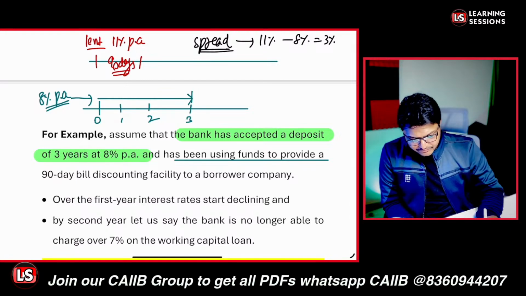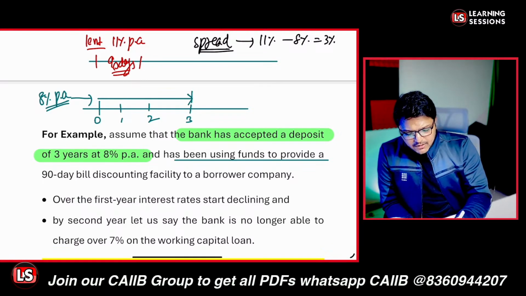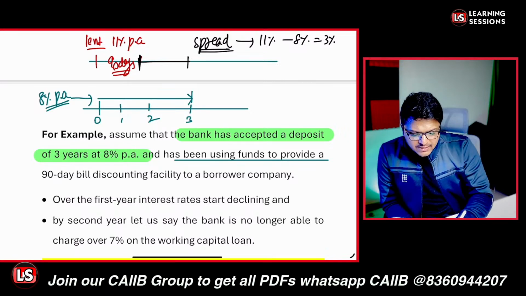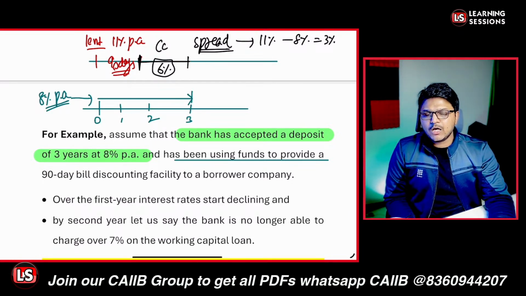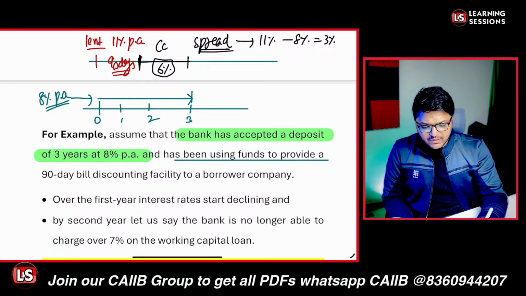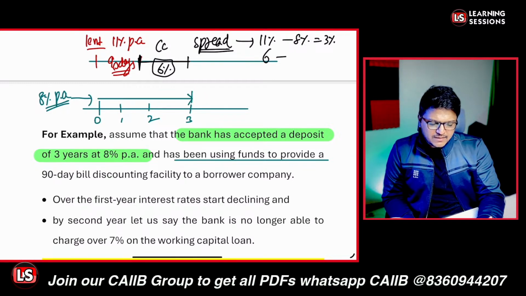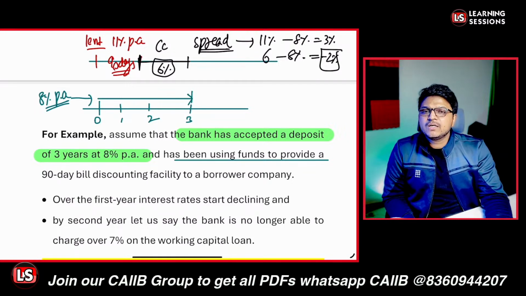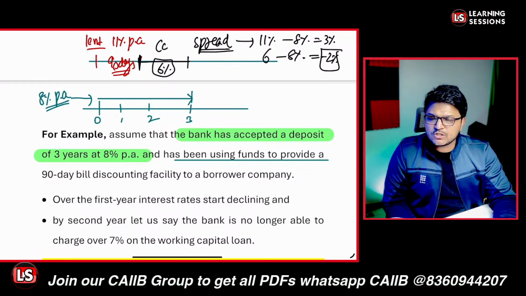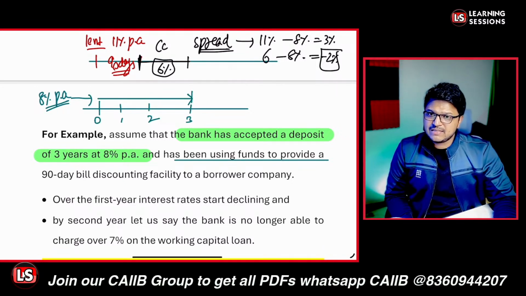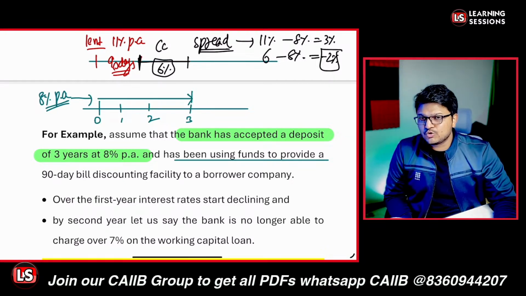But let's say after the 3-month period, the loan granted by the bank was granted just at 6%. Let's say a CC limit was sanctioned for a 1 year period, and it was sanctioned at 6%. Now, what will be the net interest income? It will be negative, because it will be 6 minus 8%, that is equal to minus 2%. The bank is not even able to cover the initial amounts which the bank is paying to the depositors. Is that clear?